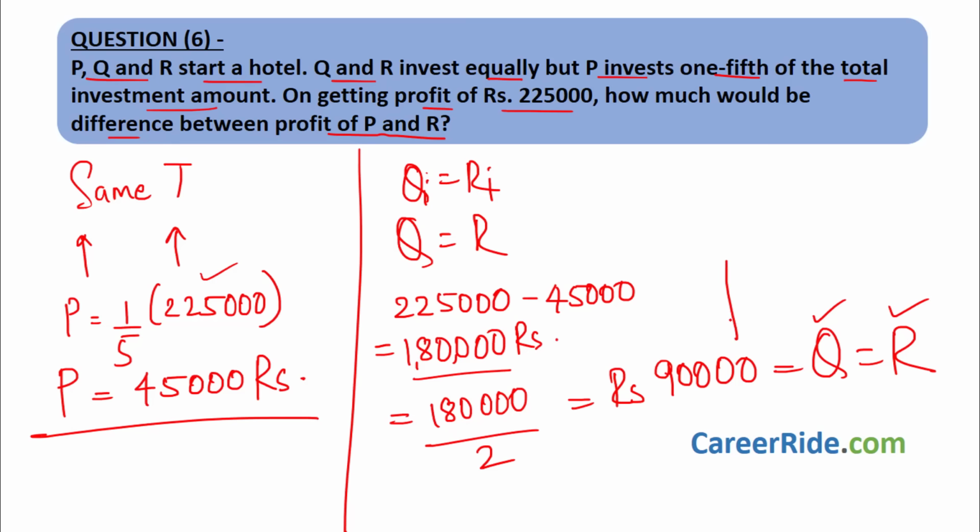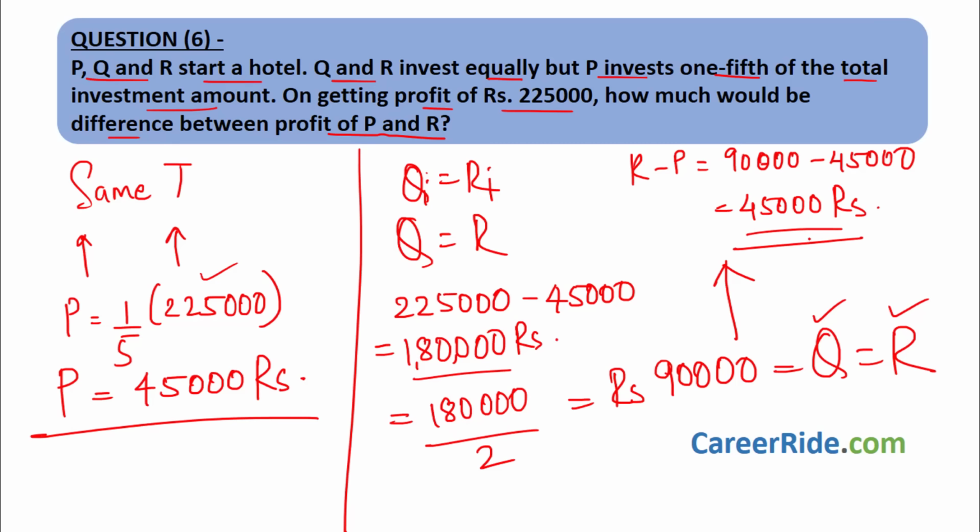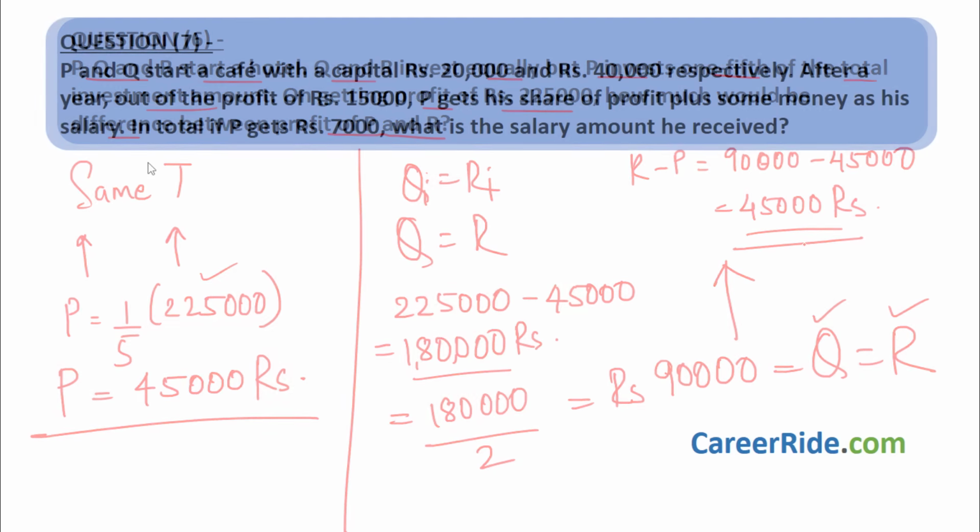Now let us find the difference between the profit of P and R. Now R's value is more than P, so R minus P is 90,000 minus 45,000. That would be nothing but 45,000 rupees. So the difference of profit between P and R is 45,000 rupees. Moving on to the next question.